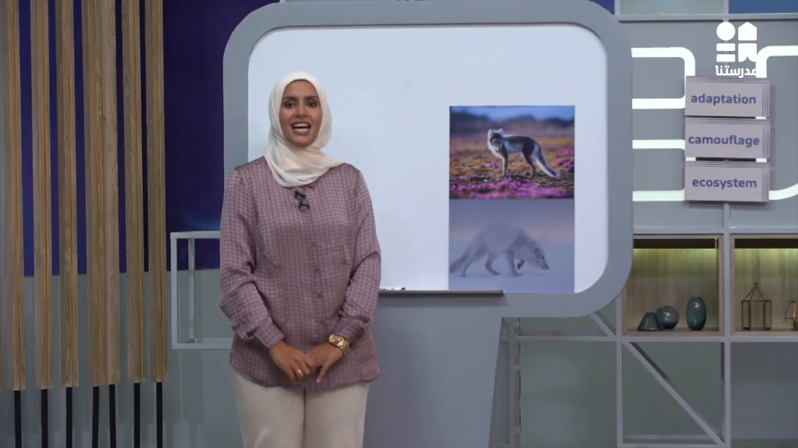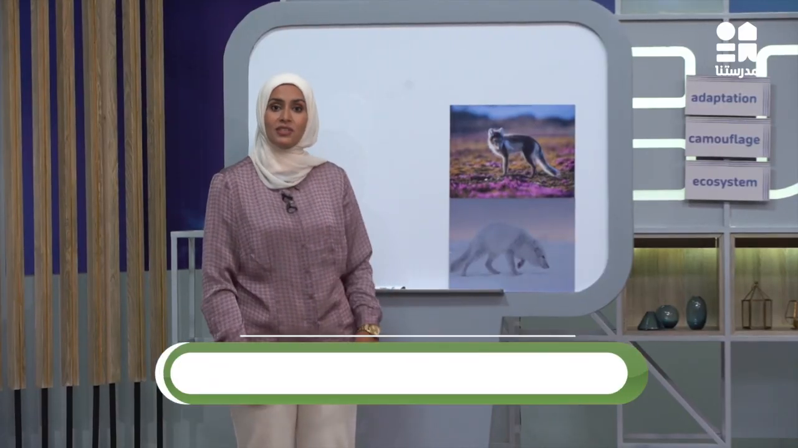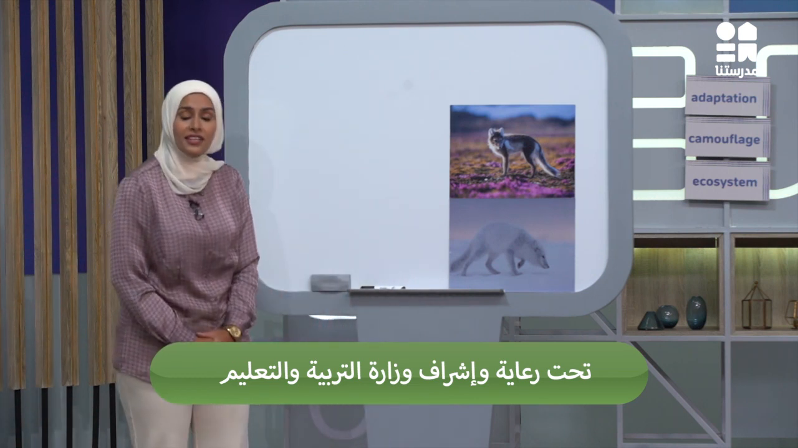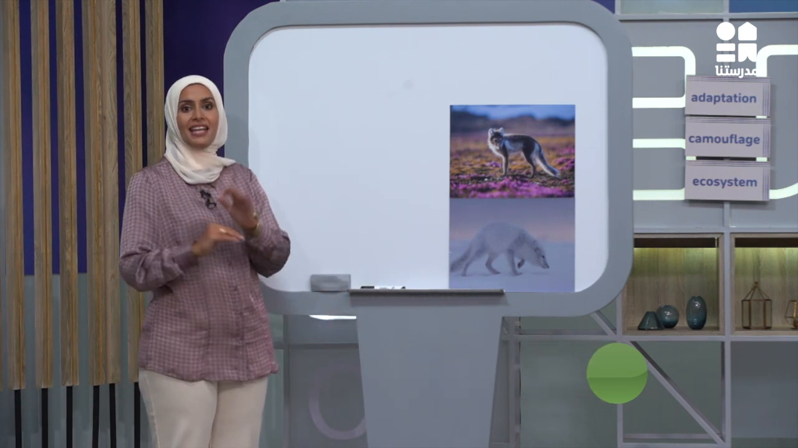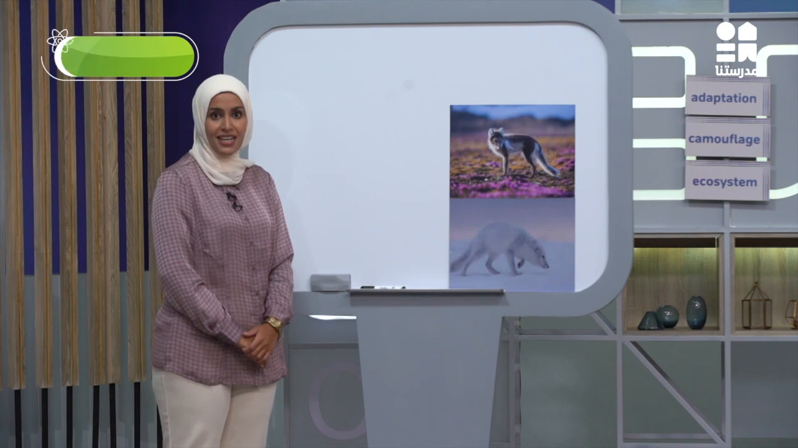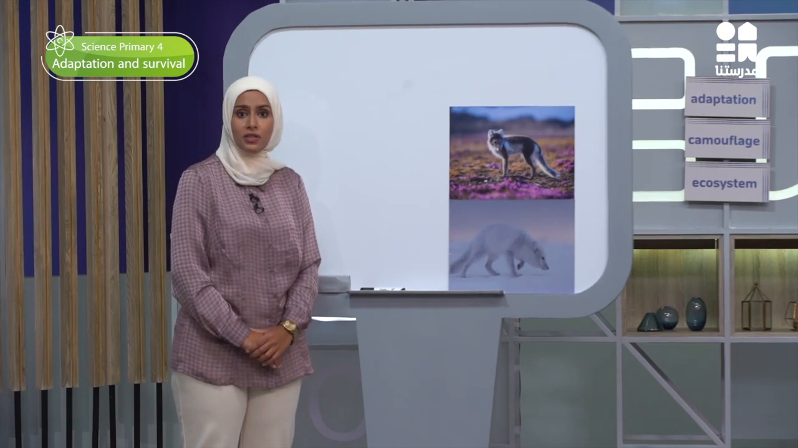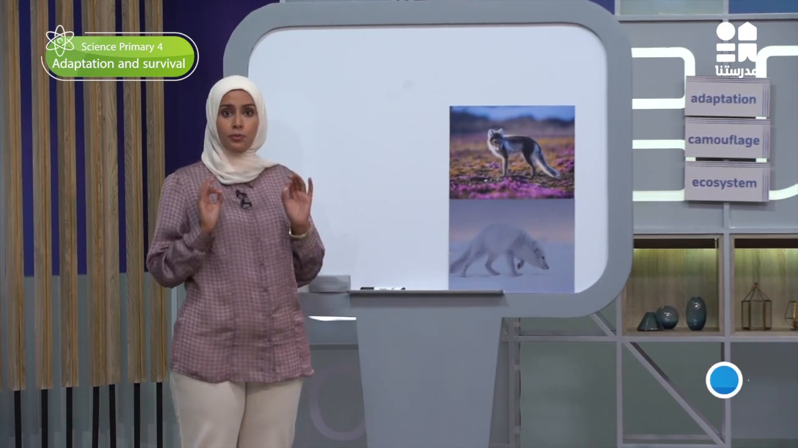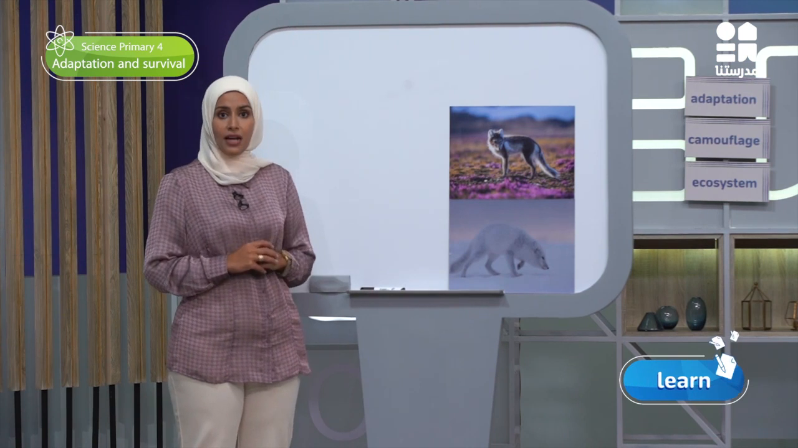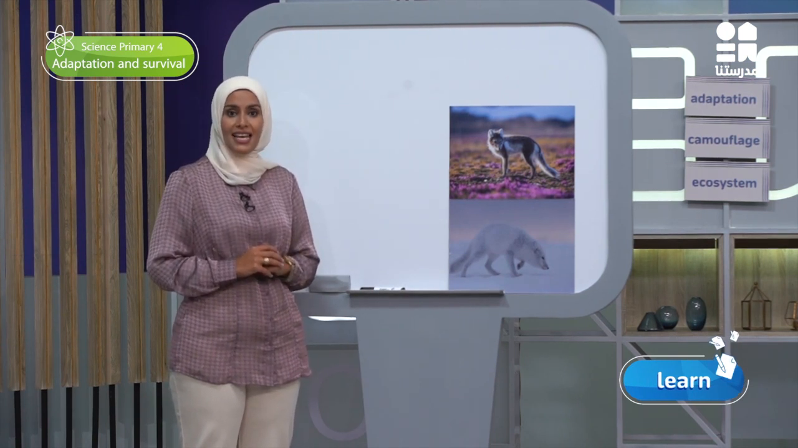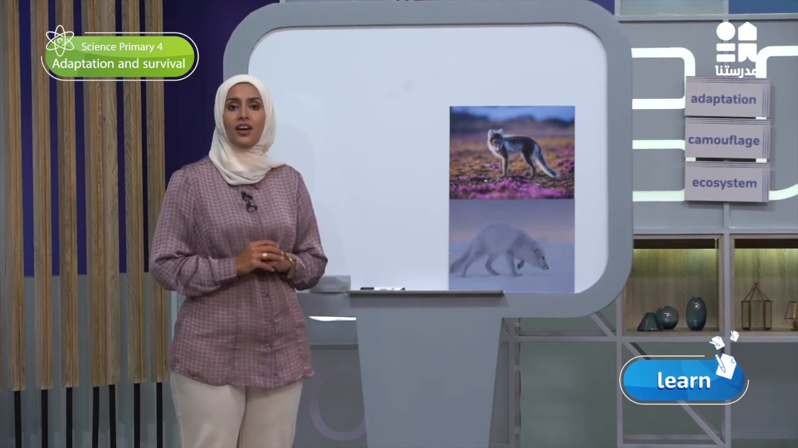Welcome fourth grade scientists. Today I collected images of different animals, including these two images. Do you know, although they look different, they represent the same animal? I think that you are excited to know how these two images belong to the same animal. Be ready with your science book and pen. Let's learn more about these animals in our second lesson of the concept Adaptation and Survival.